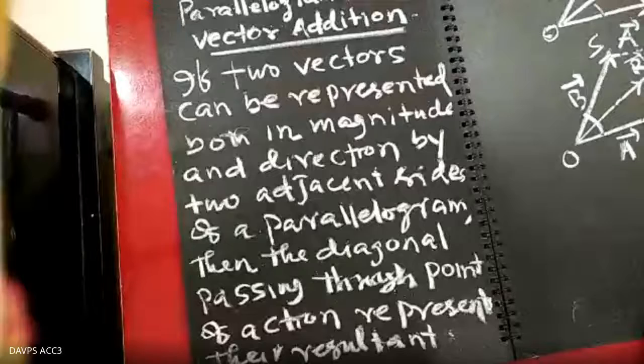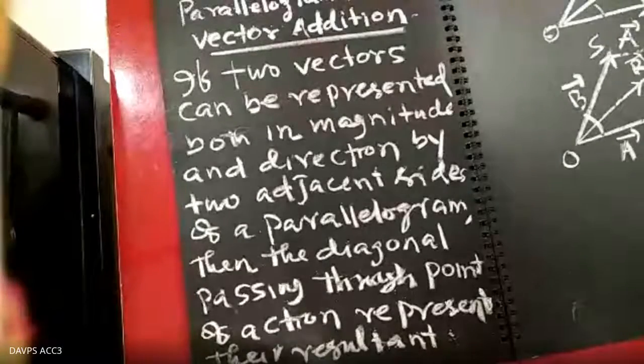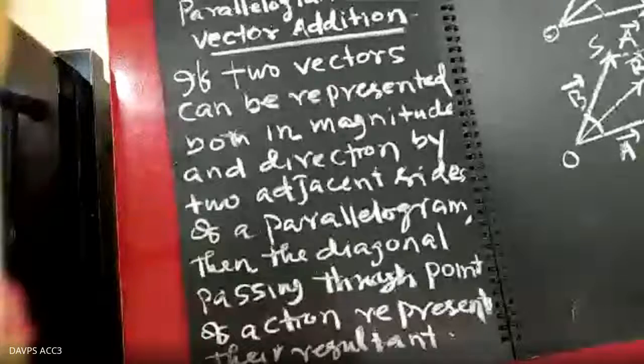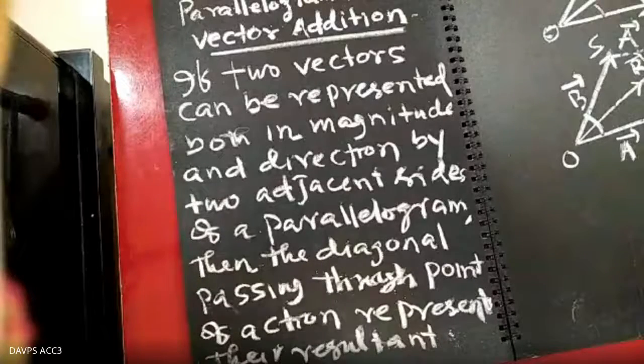It is better to write it down. Write the definition: if two vectors can be represented both in magnitude and direction by two adjacent sides of a parallelogram, then the diagonal passing through the point of action represents their resultant.